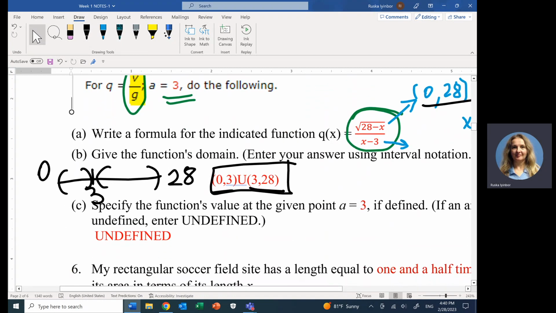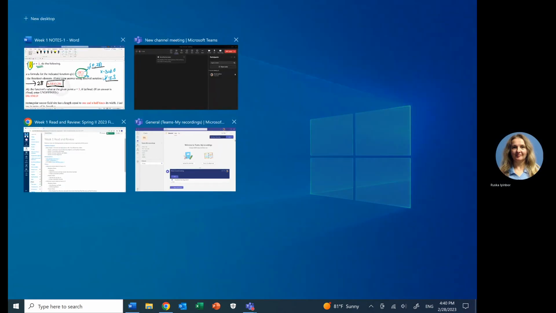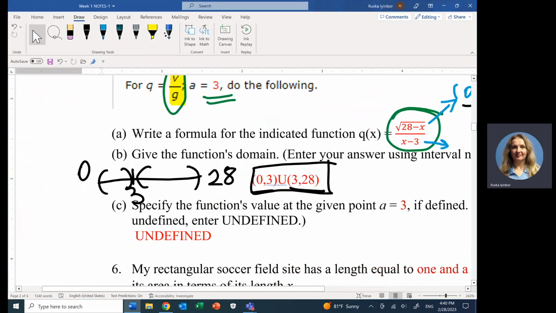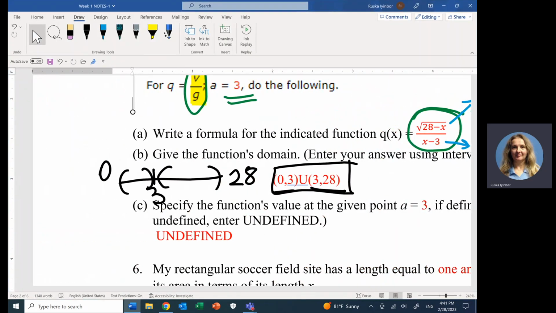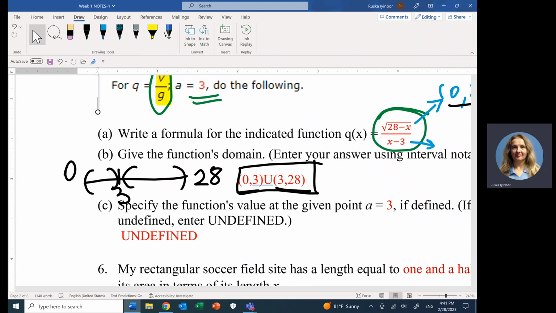The next question, we have to find the value of the function when x is, or a equals 3, which means x equals 3. So what you're doing, because the domain is from 0 to 3 and 3 to 28, you can't plug in 3 there. Because if you replace x with 3 in this function, see what's happening in the bottom. You have x minus 3. So when you plug in 3, 3 minus 3 is going to be 0. Divided by 0 is undefined. That's why the value at that point 3 is undefined. You can't divide by 0. Okay? So that's how you do the last one.